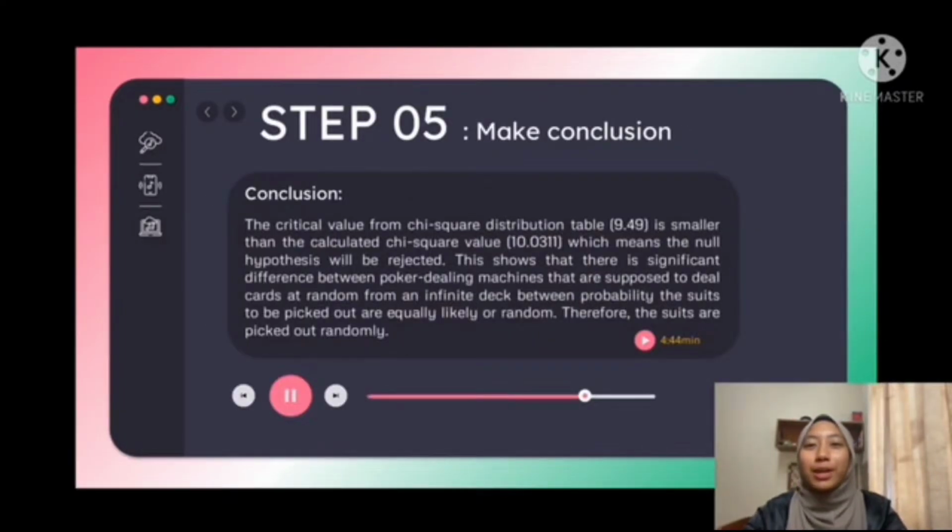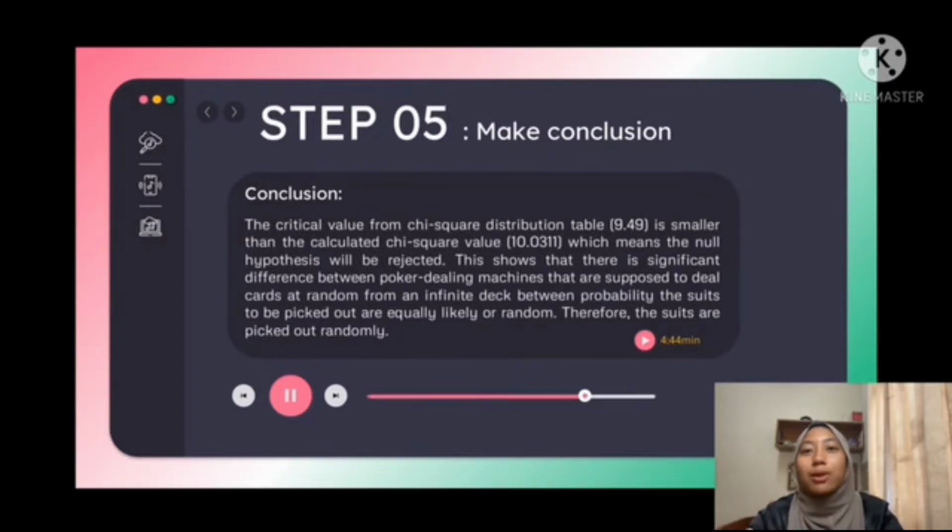We have come to the final part in solving the chi-square problem, the conclusion. Usually, we have to state first the critical value and the calculated value of chi-square. We need to compare which one is smaller or larger. In this case, the critical value from the chi-square distribution table just now is smaller than the calculated one.